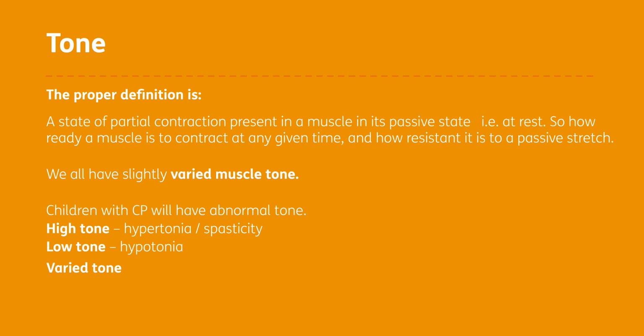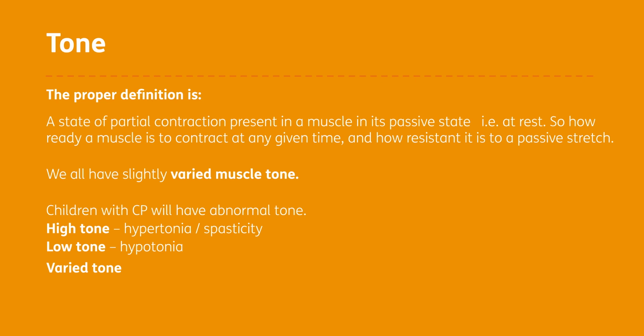So the proper definition is a state of partial contraction present in a muscle in a passive state. So at rest, how ready it is to fire, and how resistant it is to a passive stretch. So if I was to move your arm quickly, if I was to extend your elbow, so going from a bent to a straight position, how much your bicep will resist that. And that's basically how we test muscle tone. We move it quickly in a stretch.